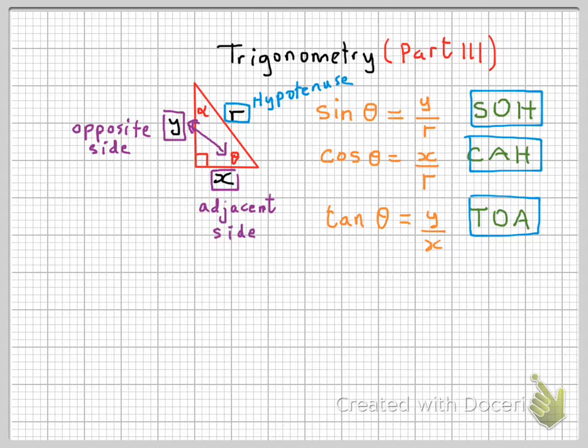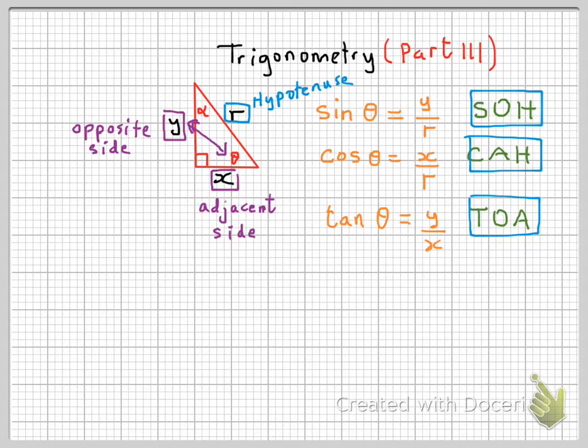Similarly, cosine of theta is the adjacent side in the triangle, which is side X divided by the hypotenuse in the triangle. Cosine is adjacent divided by hypotenuse. And thirdly, the tangent of the angle theta is the opposite side Y divided by the adjacent side X. We will call that TOA, T-O-A. Tangent is opposite divided by the adjacent side. So this is how we're going to solve or relate the sides in a right triangle to its angles.